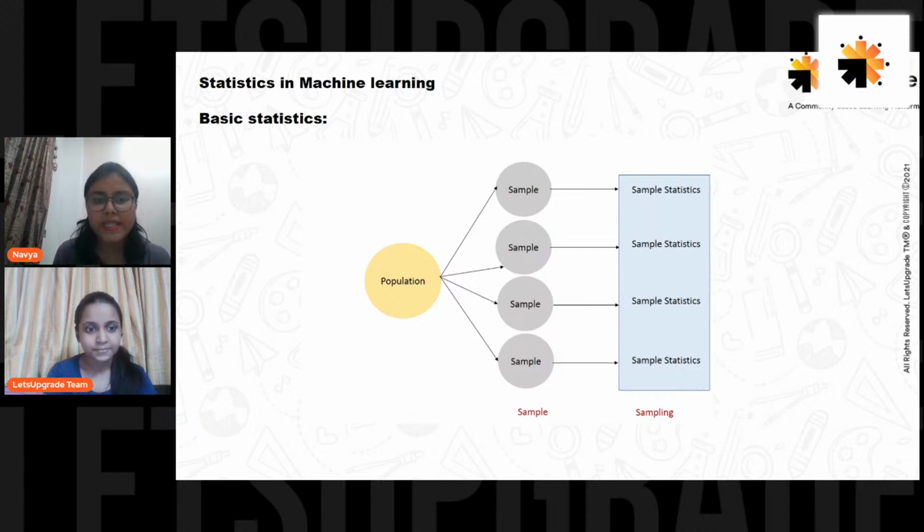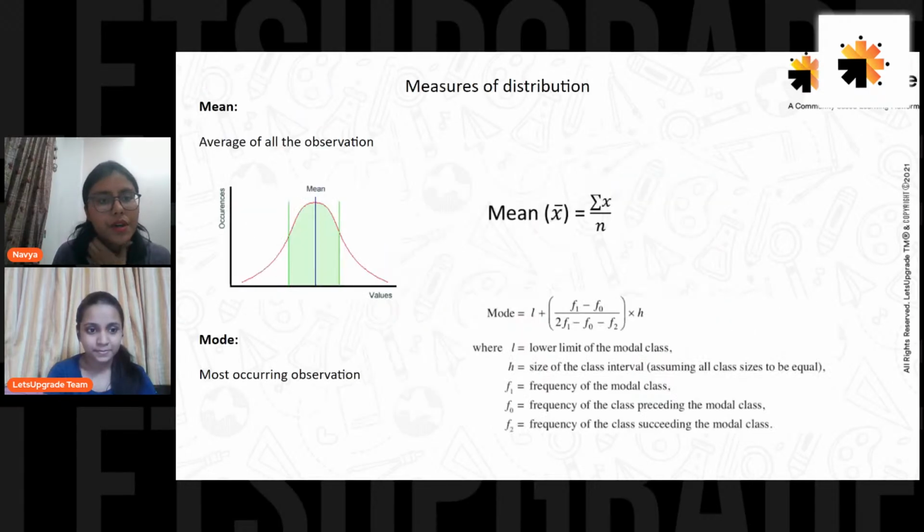So these are the two concepts related to population and sample, which are very easy and basic statistics. Now coming to measures of distribution. There are three main measures of distribution: mean, median, and mode.